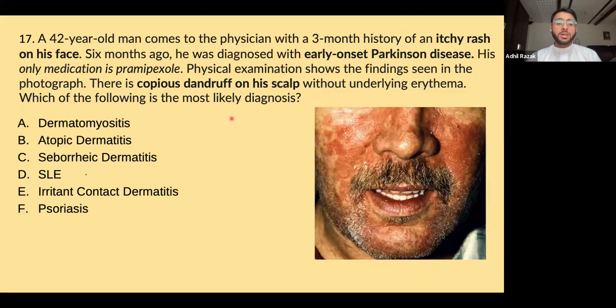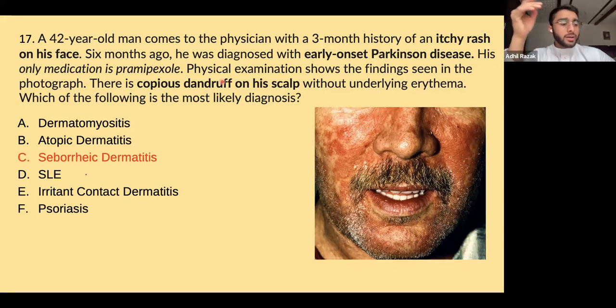Yes, the answer is C. It is seborrheic dermatitis, and there are pretty giveaway signs here. History of Parkinson's disease, copious dandruff, very much seborrheic dermatitis. It is a pruritic rash, and seborrheic dermatitis affects the sebaceous areas, which are the areas that are likely to sweat, like your face, your eyelids, your scalp. So the location of seborrheic dermatitis is in those areas.